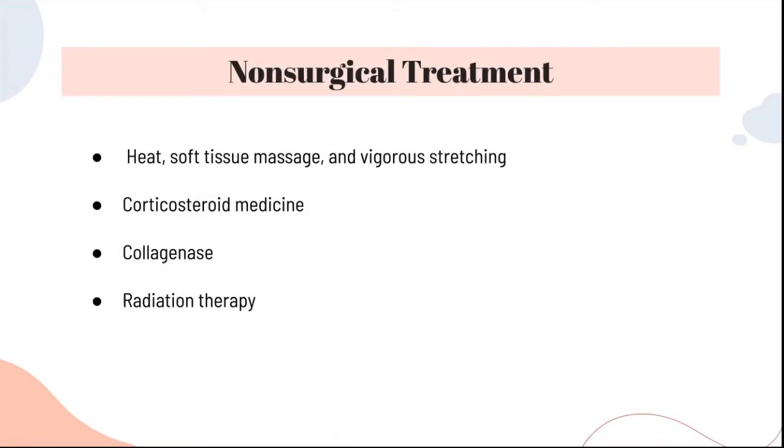Non-surgical treatment. Heat, soft tissue massage, and vigorous stretching can help loosen the tightening in the early stages. Corticosteroid medicine relieves inflammation and pain. It also works by not allowing thickening of the tissue to get worse. In some cases, it heals the tissue completely. Several treatments are usually needed.